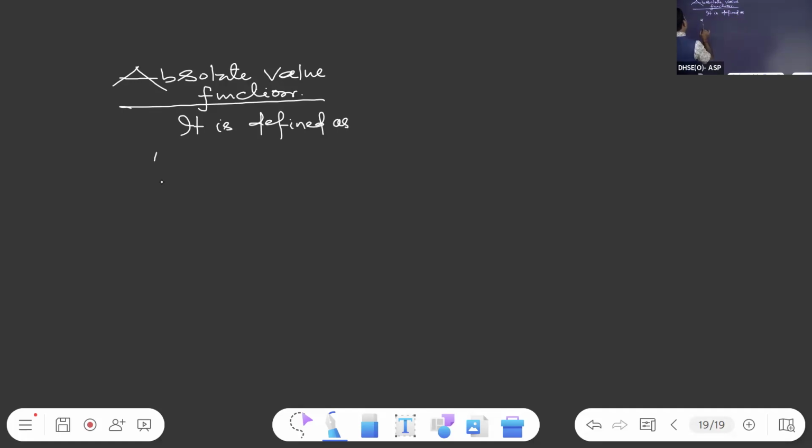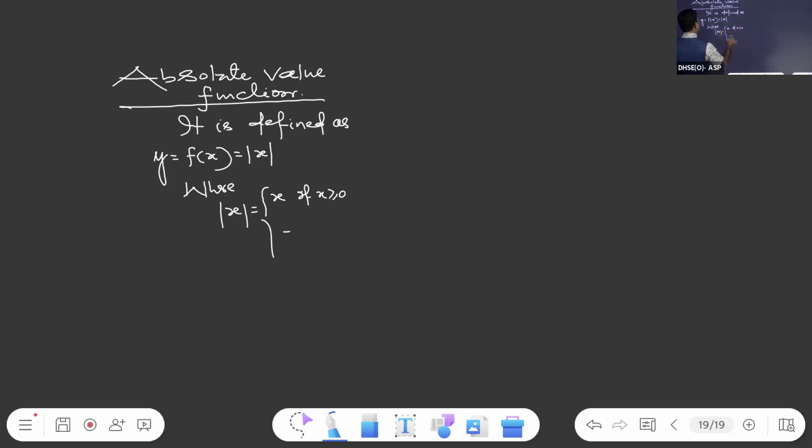y equals f of x equals mod x, where mod x is equal to x if x is greater than or equal to 0, and minus x if x is less than 0.